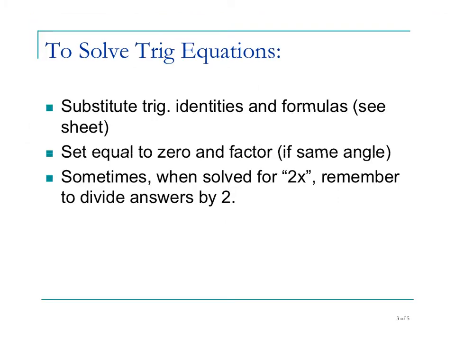So in order to solve these trig equations, you want to make sure that you have your formula sheet next to you, and you're going to substitute any trig identities or formulas that you need to. You're always going to try to set the equation equal to 0 and factor if you have the same angle. But remember, sometimes if you're solving for 2x, you have to make sure you go out another revolution and then divide everything by 2.